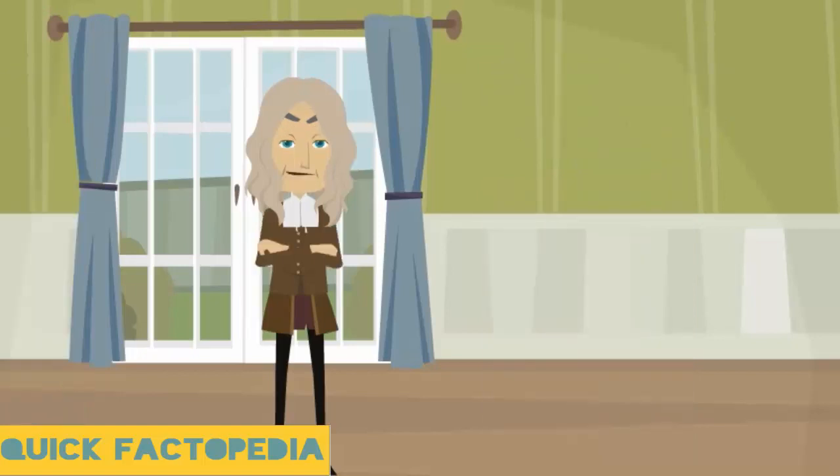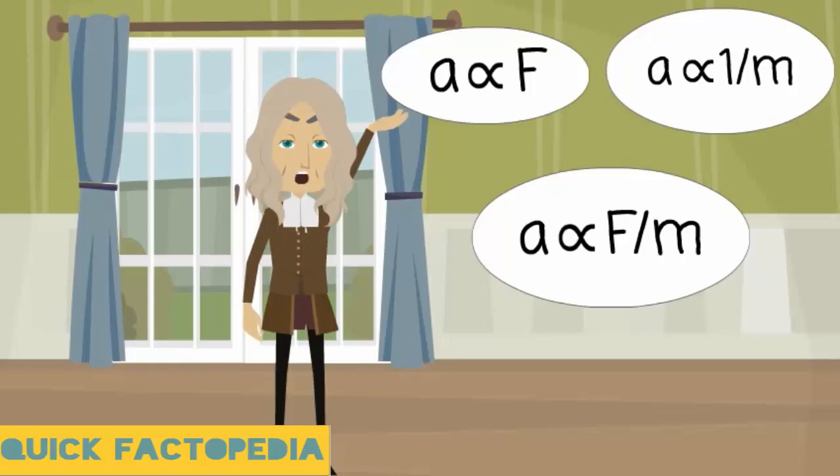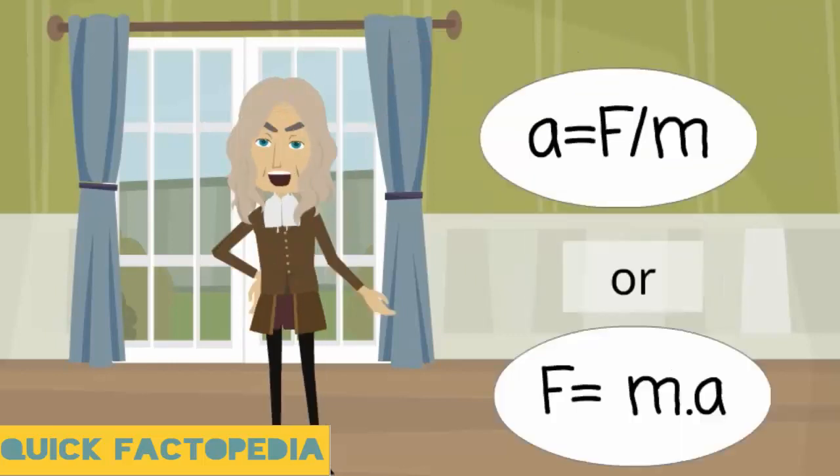Now, when we add it all together to see the relation, the acceleration of an object is directly proportional to the net force applied, and inversely proportional to the mass of the object, resulting in the net force applied being equal to the mass times the acceleration of the object.